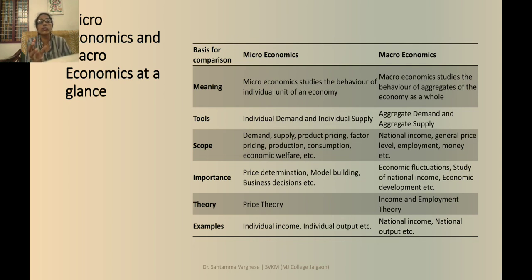Tools. What are the tools? In microeconomics, individual demand and individual supply. In macroeconomics, it is aggregate demand and aggregate supply. Now, scope. Demand, supply, product, producing factors, pricing, production, consumption, economic welfare. That is, individual things we are studying in the scope. Now, in macroeconomics, national income, general price level, employment, money. You can add more points which we discussed previously.